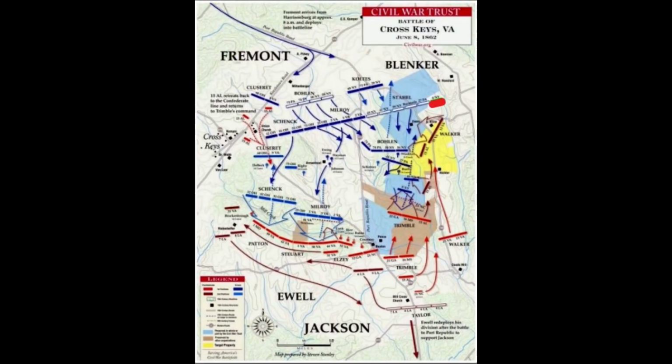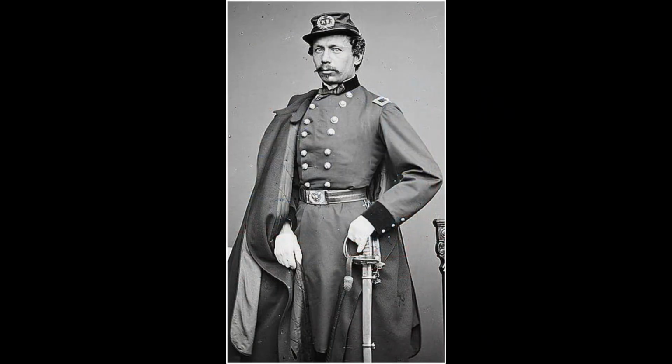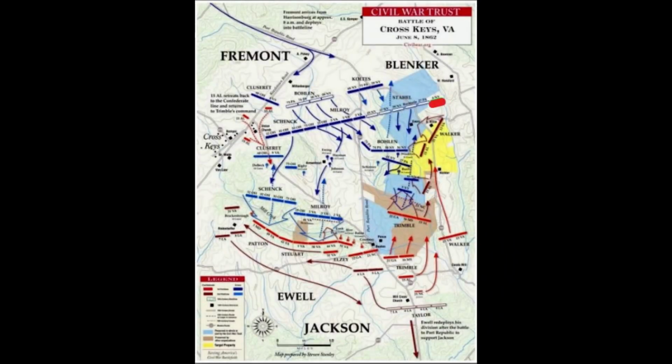Then on June 8th it was time. The predominantly German brigade, led by the Hungarian-born Brigadier General Julius H. Stahel, encountered the Confederates in the small village of Cross Keys, Virginia. On the far left flank, shown in red at the top right of the map, was the 8th New York Regiment.